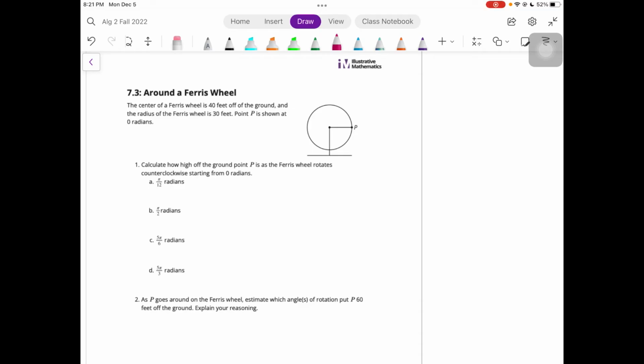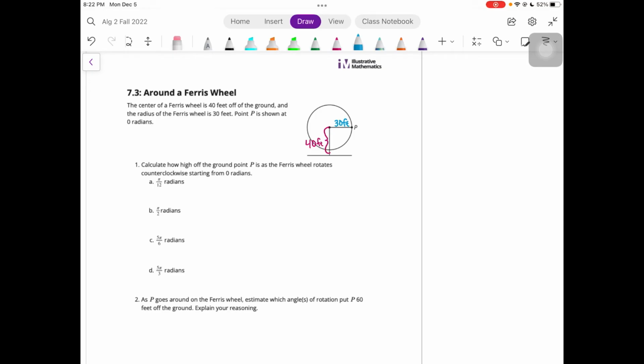Okay, so let's write down what we know. The center is 40 feet, so this is 40 feet total. And then the radius is 30 feet, so this little guy is 30 feet, right? That from the center to P. P is shown at 0 radians, so that's the starting point. Calculate how high off the ground point P is as the Ferris wheel rotates counterclockwise starting from 0 radians.